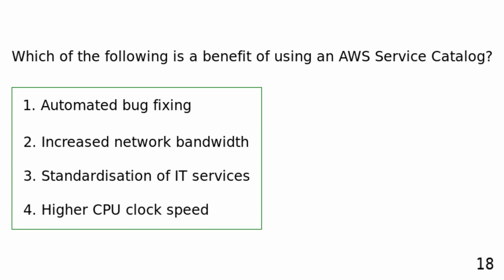Which of the following is a benefit of using an AWS Service Catalog? Automated bug fixing. Increased network bandwidth. Standardization of IT services. Higher CPU clock speed.